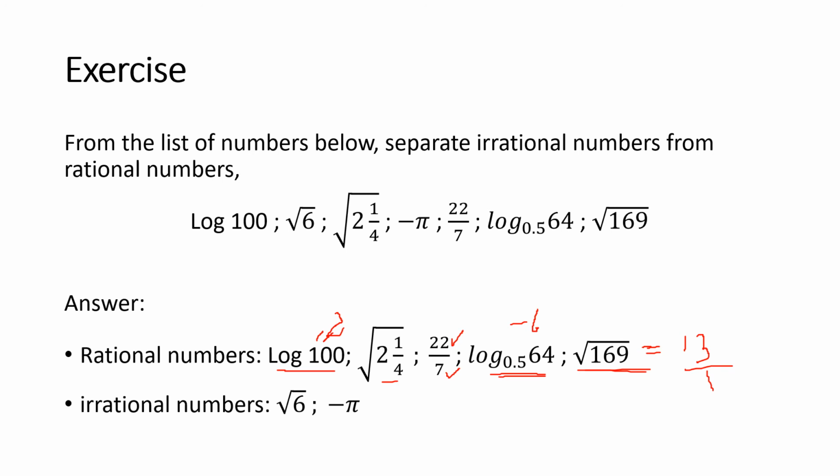On the other side, irrational numbers. Under irrational numbers, we have the square root of 6. The square root of 6 cannot be expressed in the form a over b, where both a and b are integers. Minus pi is an irrational number as well.